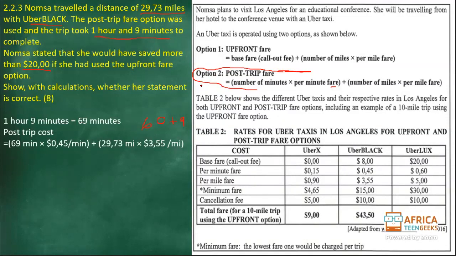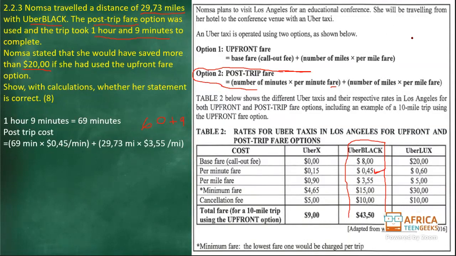It's important to note and pay attention to which formula to use. We knew that we have to use option 2 because it's mentioned here that this was the post-trip fare option, right? So it's number of minutes. We have already worked out that the number of minutes is 69 minutes. Multiply by per minute fare. Remember, we are focused on what? On Uber Black. So you will focus on values in this category of Uber Black. The per minute fare here, go to per minute, it's 45 cents, $0.45. That is what we are substituting there.